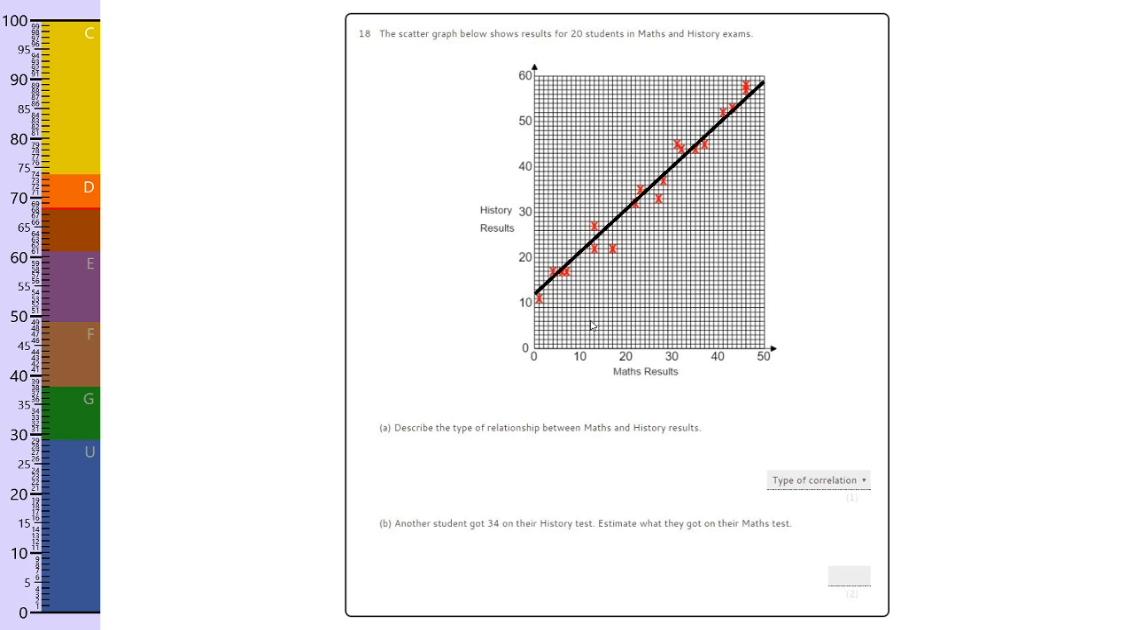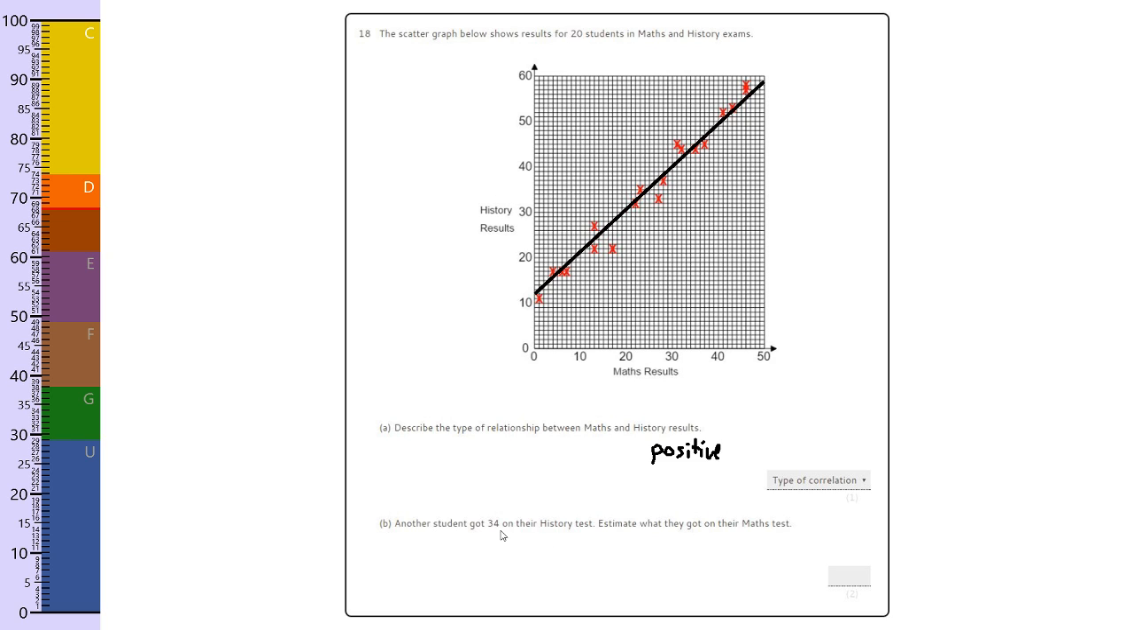We'll maybe see whether that's true on this question. So describe the relationship between maths and history results. Okay, so it's positive because it's going up. And if it asks for the relationship rather than the type of relationship, be careful, because sometimes you need to say, as maths results increase, history results increase. Okay, so that's the other option.